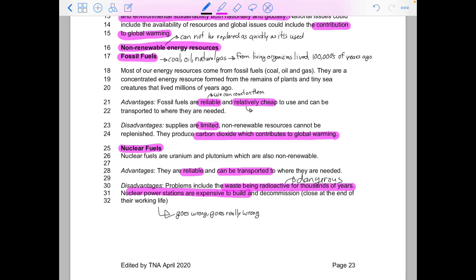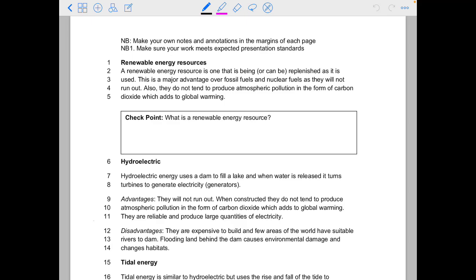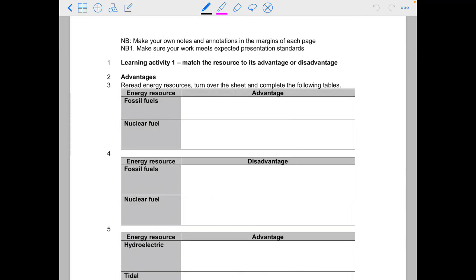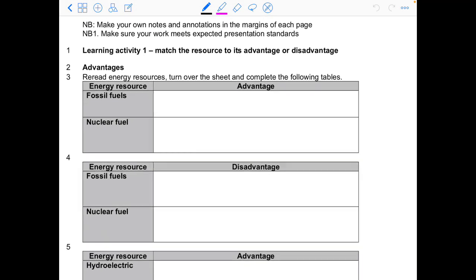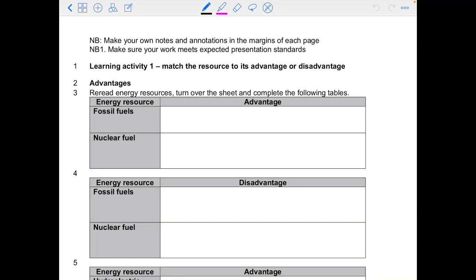All right. Now I would like you to copy this table into your book. So what are two advantages of fossil fuels and of nuclear fuels, and what are the disadvantages of fossil fuels and nuclear fuels? Using your notes if you need to, I would like you to write one advantage and one disadvantage for each. If you're not sure what they are, go back into the video and rewatch it.